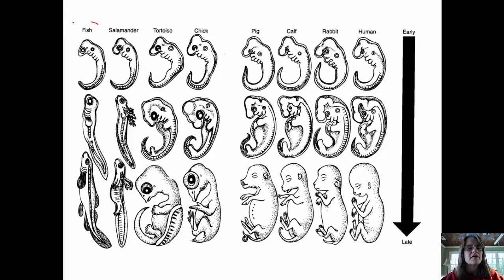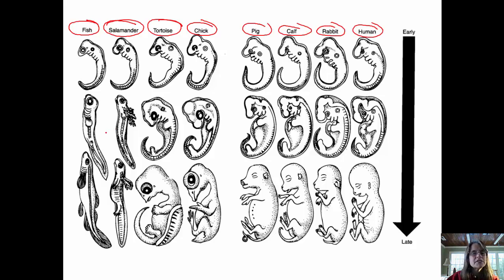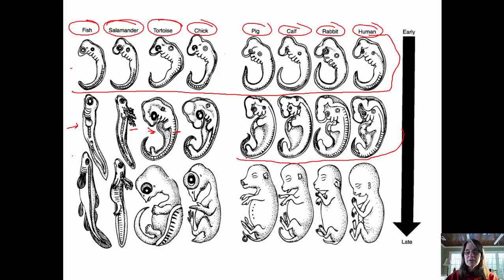What we see here, we have a fish, amphibian, reptile, bird, and then 4 mammals over here: pig, calf, rabbit, human. Initially, if you look at all these embryos early in their development, in this top row, there's a whole lot of similarities. Unless you were an expert, it would be really hard to tell the differences between them. Then as development progresses a little further, you can pretty easily tell the fish from the tortoise or the chick, and the salamander from the tortoise or the chick, and all these mammals. But if you look at these more closely related mammals, they have a lot of similarities, and again, if you were not an expert, you might not be able to tell them apart.